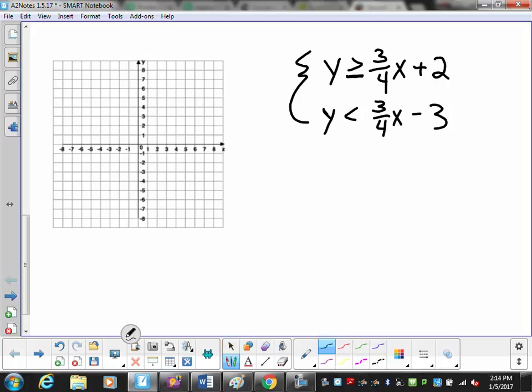Okay. So the slopes are the same. The top line's going to be solid. The bottom line's going to be dashed. So let's go ahead and graph that top line. I start out at 2. That's my y-intercept, that's my b. And then from there, I'm going to go up 3 and to the right 4. And again, I can keep doing that. Or I can go down 3 and to the left 4. And we said on that one that my line is solid. And then which direction would be greater than? Above it. So everything this direction.